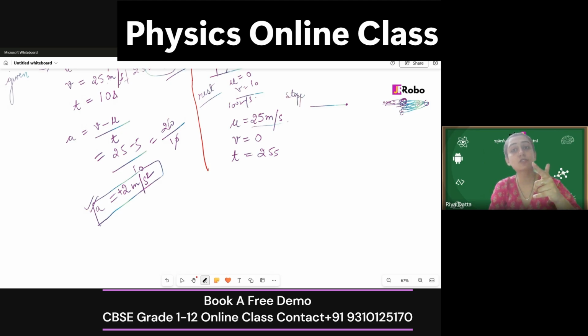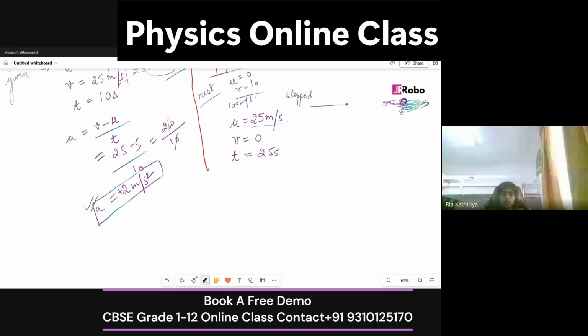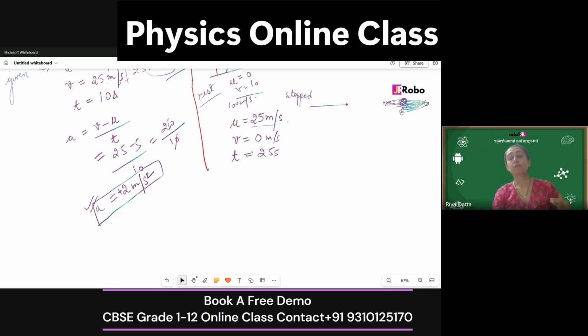Now, if the body has stopped, that means it's not moving anymore. And because it's not moving anymore, the final velocity in that case will be 0. So here v will be 0 because small v represents the final velocity. So it will be 0.